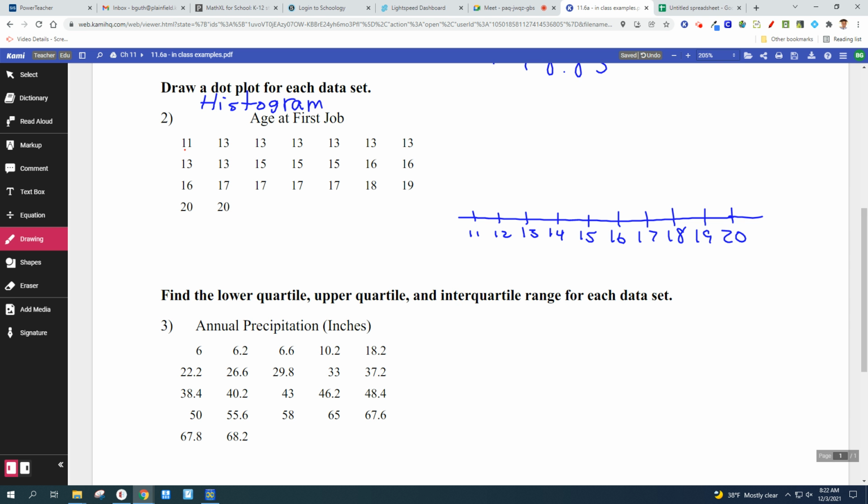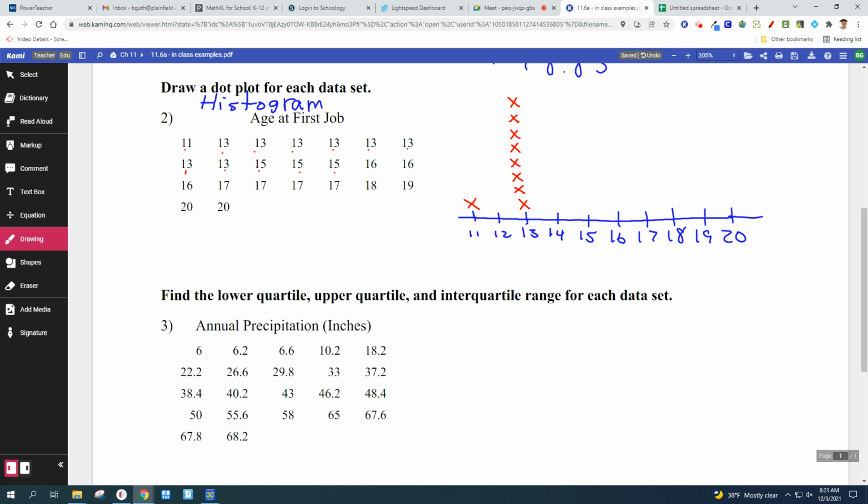But see how there's an 11? So I like to put an X instead of a dot, just to show that there's an 11. Now see how there are 1, 2, 3, 4, 5, 6, 7, 8 13s. So over 13, I'm going to go 1, 2, 3, 4, 5, 6, 7, 8. Try to make your X's the same size. That way we can compare them easier.